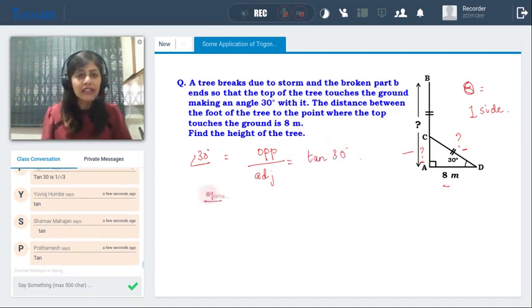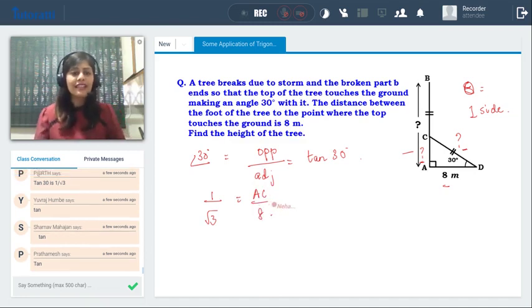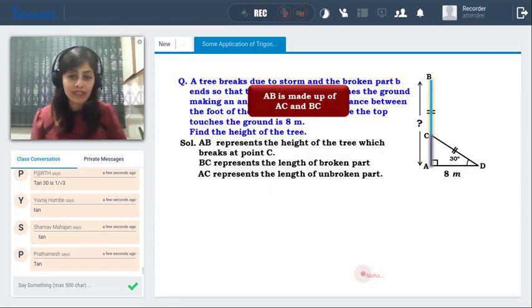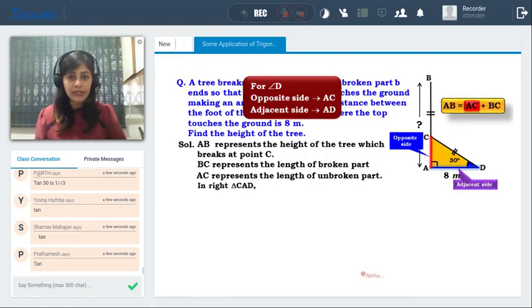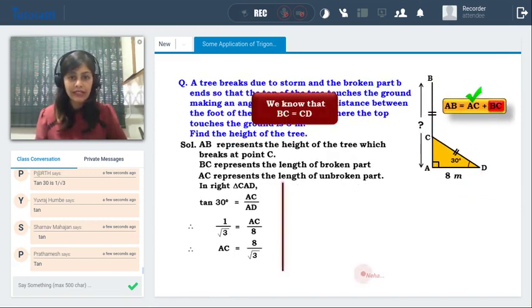We all know tan 30 is 1 by root 3. So 1 by root 3 is AC upon AD. AC we don't know, and AD is 8. So AC is going to be 8 by root 3, multiplying and dividing by root 3. Now students, one extremely important step out here. Okay, so AC is 8 by root 3.